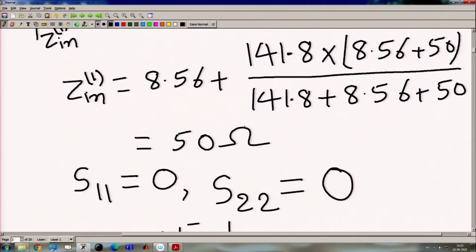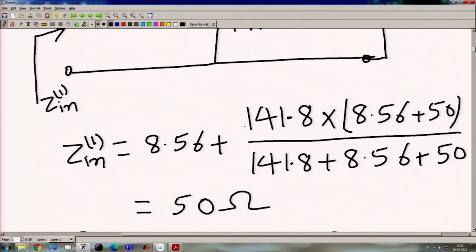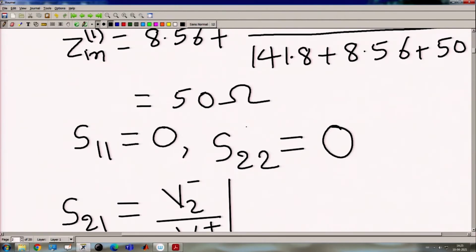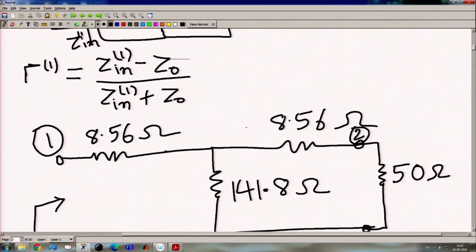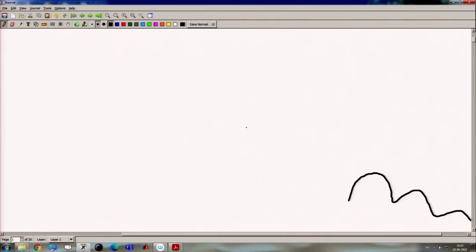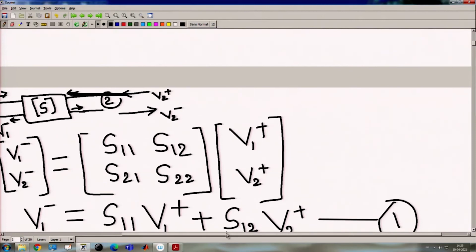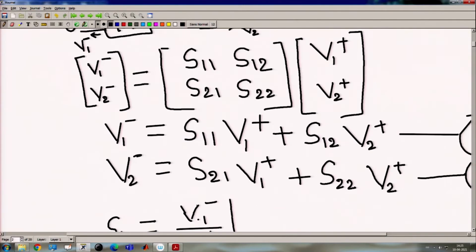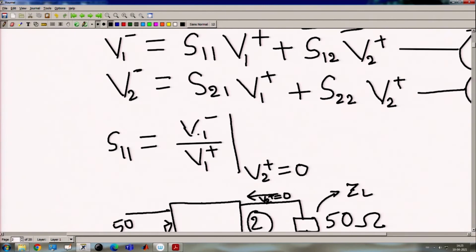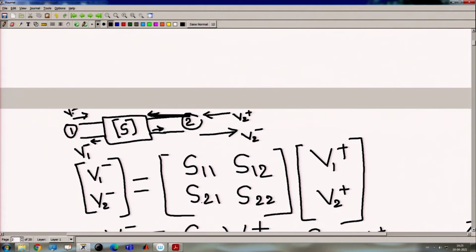So, using the voltage division, we can see that S21 means V2 minus over V1 plus. You can see the figures. V2 minus is the reflected wave from port 2, that is outgoing, and V1 plus is incoming from port 1. So, we can see S21 is the transmitted wave from port 1 to port 2.